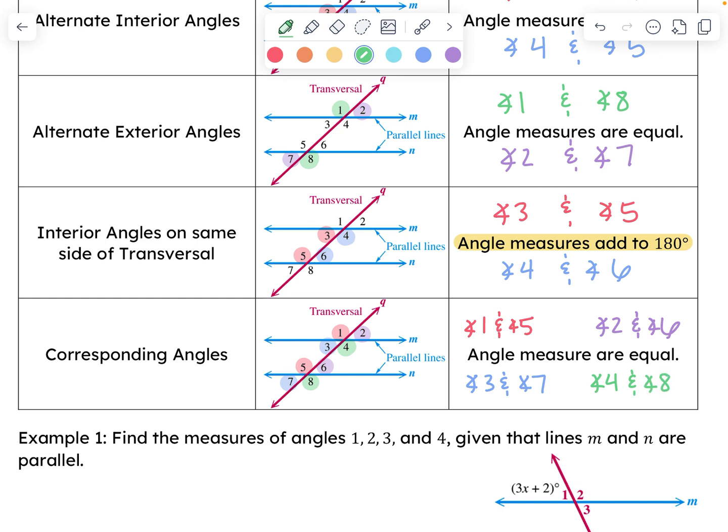So the corresponding angles are in the same spot from one parallel line, M, to the other parallel line, N, or the other way around. And those angles are the same size. So 1 is the same size as 5, 2 is the same size as 6, 3 is the same size as 7, and 4 is the same size as 8.